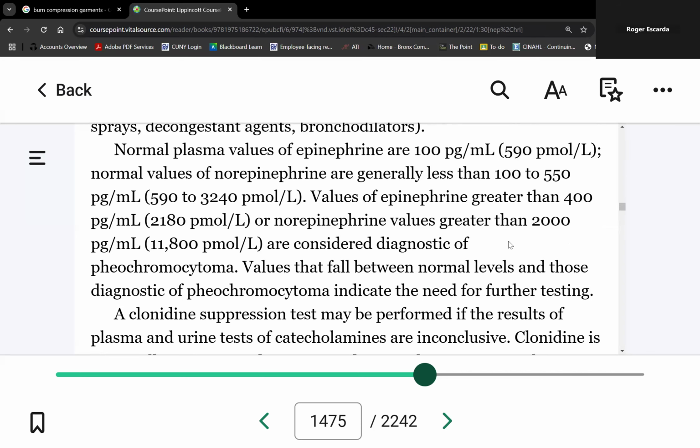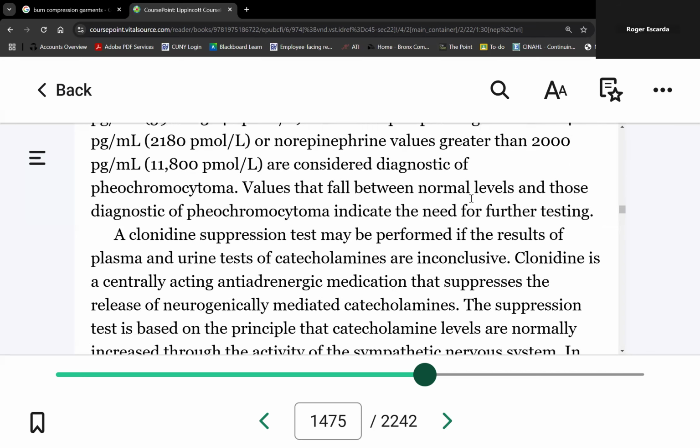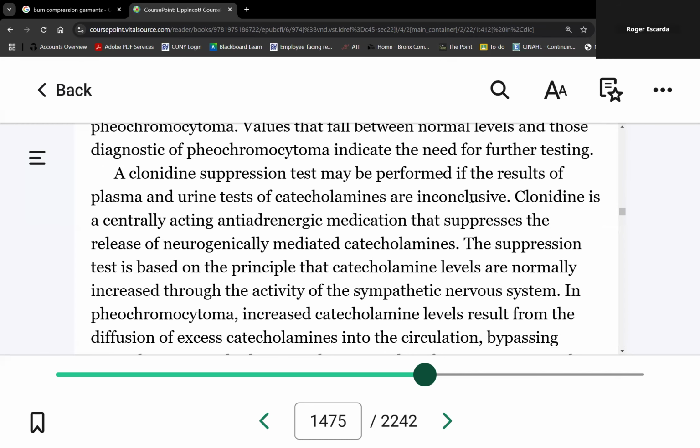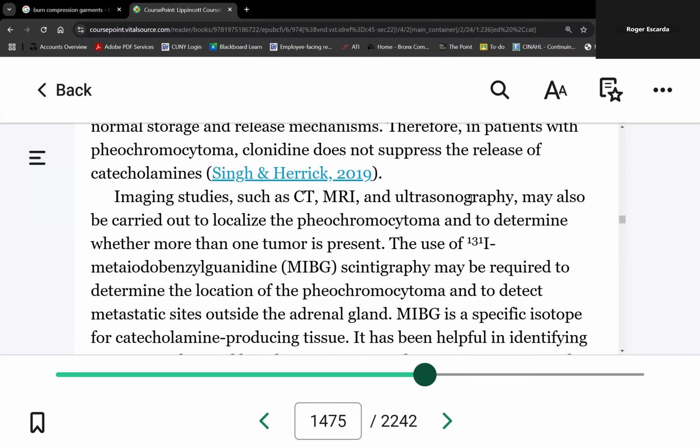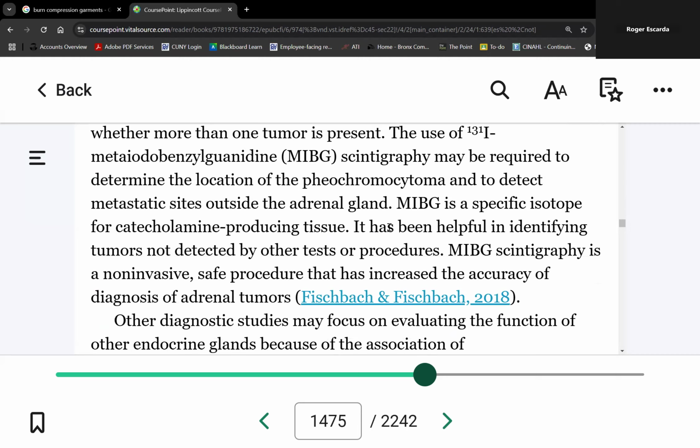Look at the patient's blood pressure. This patient's blood pressure will be over 200 systolic and over 100 diastolic. And imaging studies again will confirm the presence of the tumor.